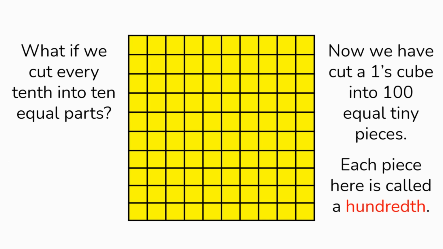And if you look at how many total pieces there are, each piece here is called a hundredth because there are now 100 tiny pieces. So that is the next decimal place after tenths. After tenths, we get even smaller and we go to hundredths.